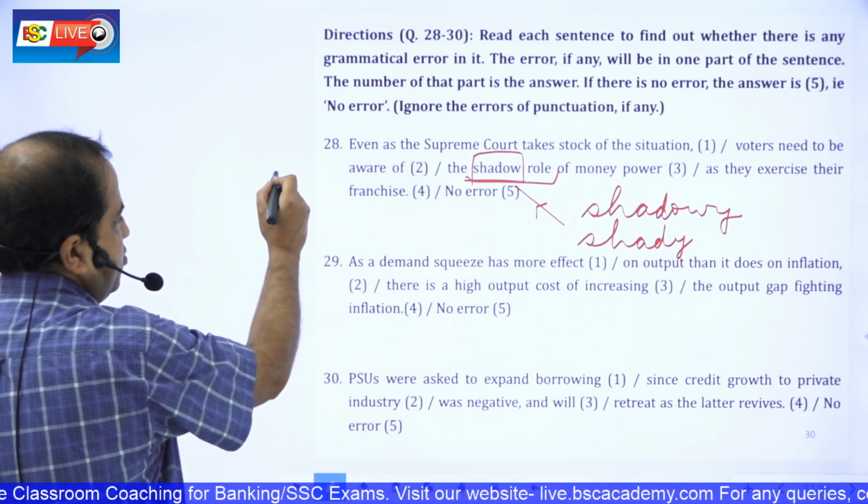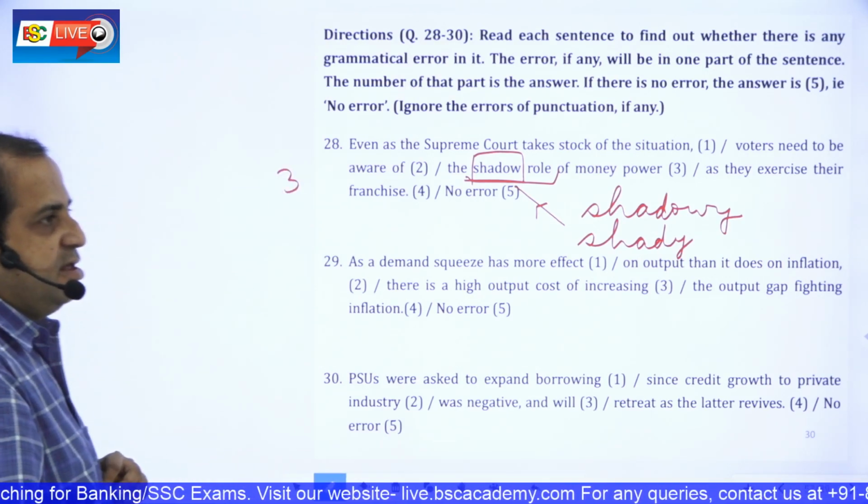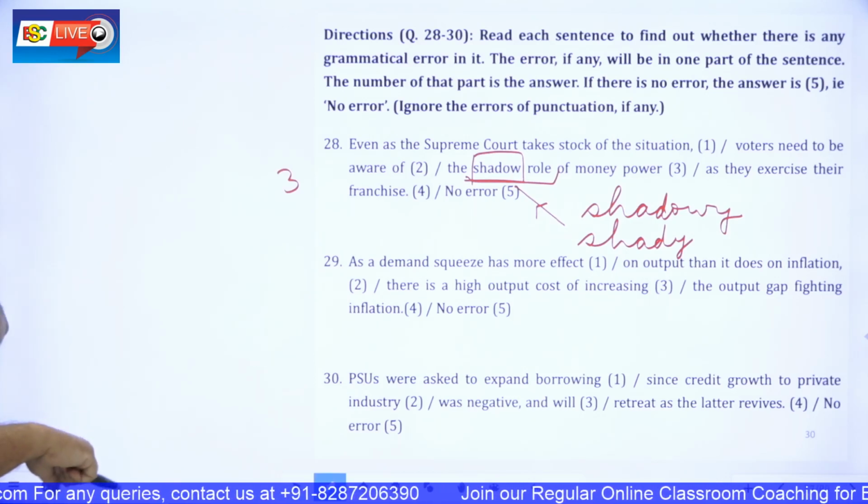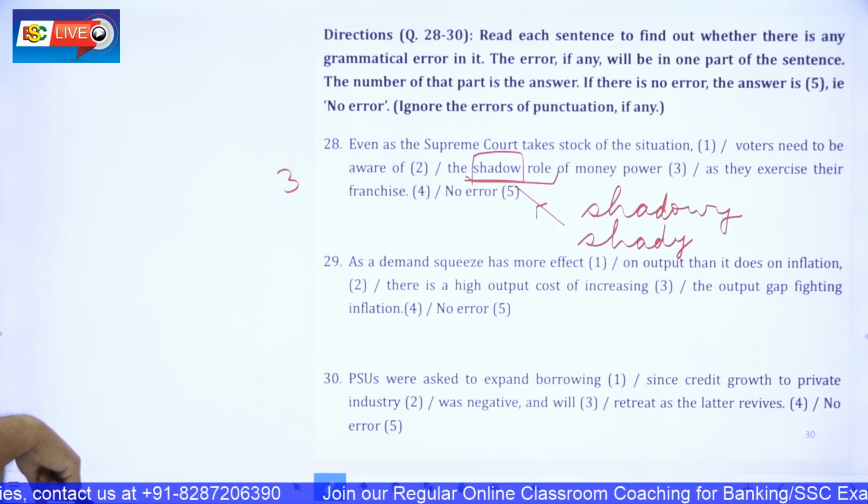So where is the problem? Problem lies in 3. 28 is 3. Even as the Supreme Court takes stock of the situation, voters need to be aware of the shadowy role or shady role of money power as they exercise their franchise.